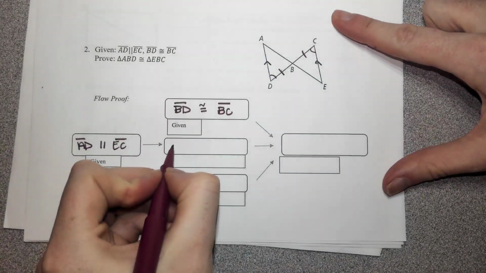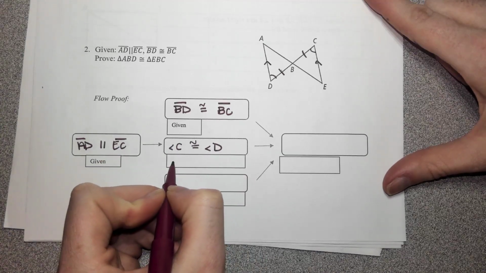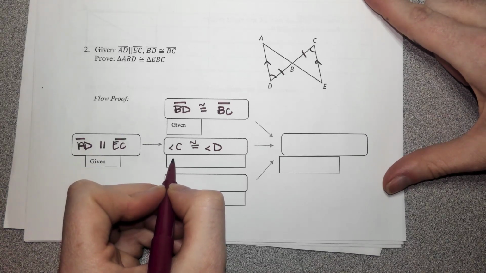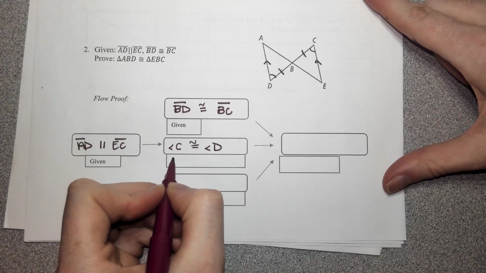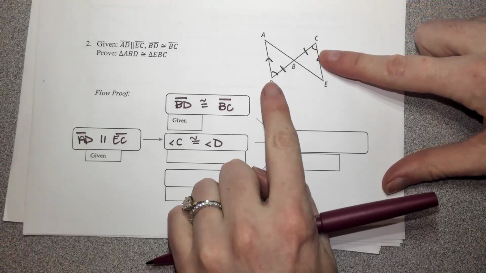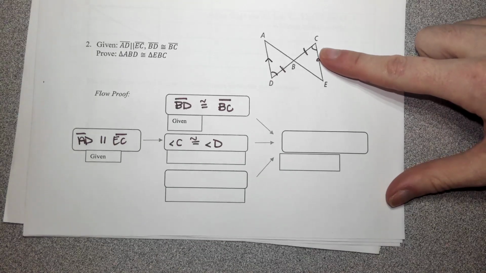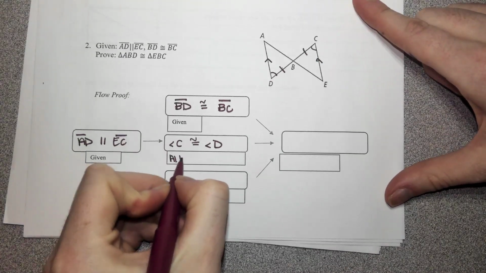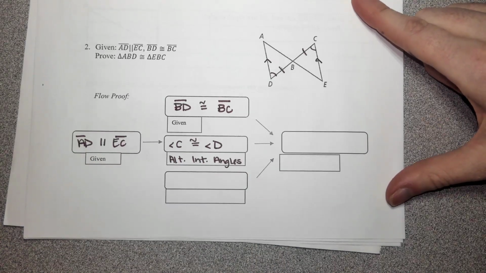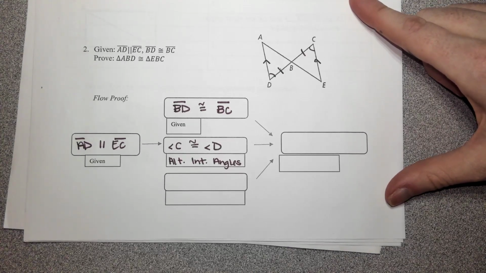So angle C is congruent to angle D by what's our reason? Vertical angles? No. What type of angles are these? Alternate interior angles. All right, alternate interior angles. You also could have used E and A because those are also alternate interiors cut by the other transversal.